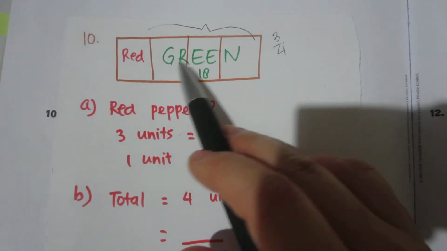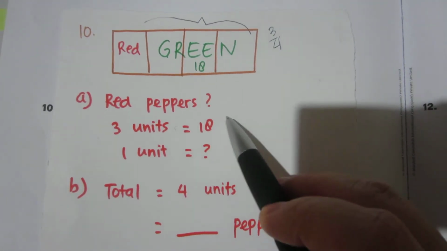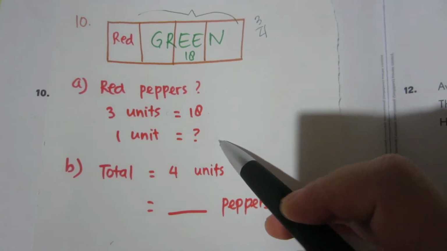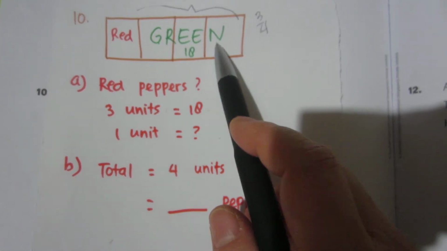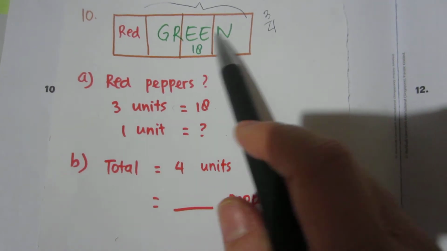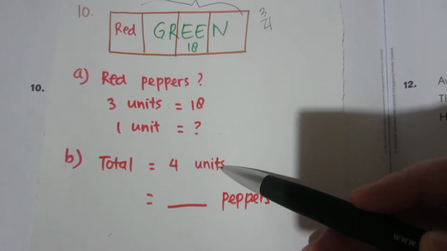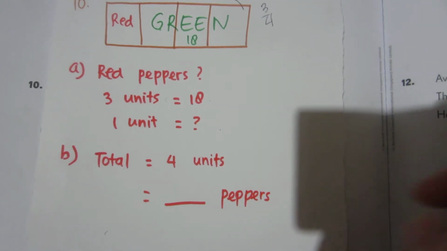3 units. 1, 2, 3. 3 units, right? The 3 units equals 18. How many is 1 unit? And now they ask, what is the total that he bought? The total is 4 units, right? When you get the 1 unit, you can count the 4 units by multiplying it with 4.